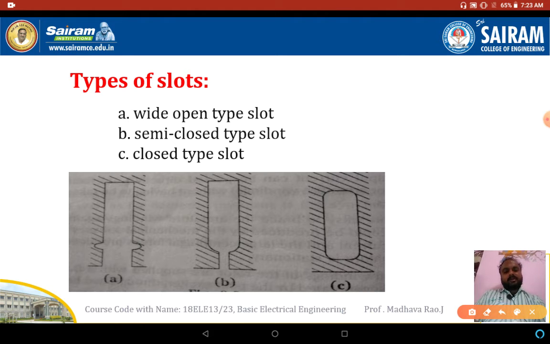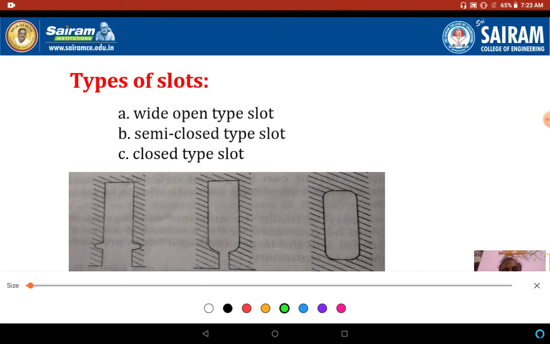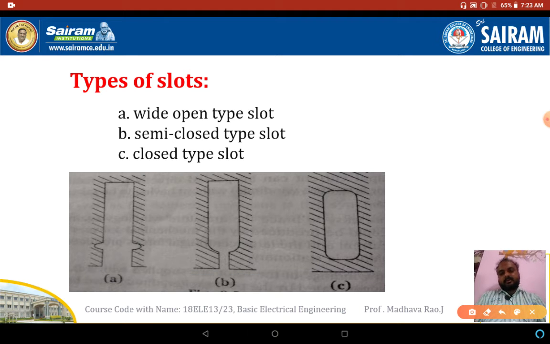So what are the differences and what are the drawbacks of these slots, we will discuss now. This is a wide open type, this is a semi-open type, this is a fully closed type. These types of slots have some drawbacks. What are the drawbacks? Since it is a wide open type, the maximum amount of flux passes through the conductors. Here, the reluctance of the coil will increase.